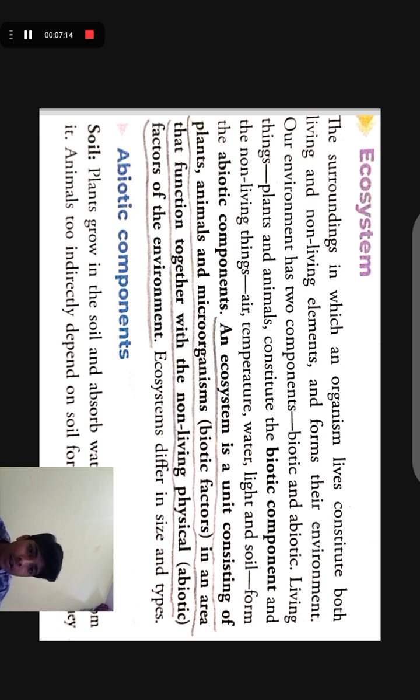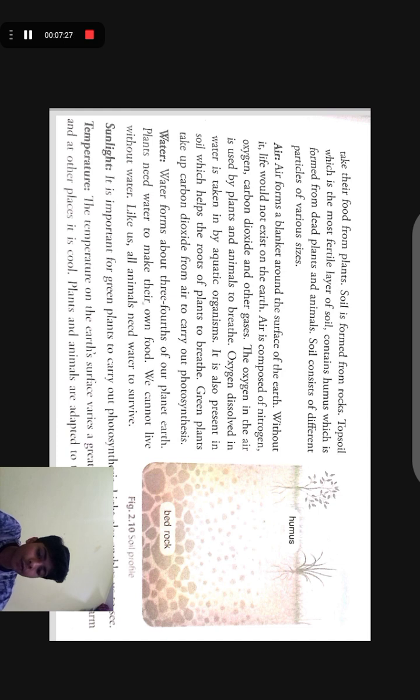Let's come to abiotic components. Soil. Plants grow in the soil and absorb water and minerals from it. Animals too indirectly depend on soil for their survival as they take their food from plants. Soil is formed from rocks. Topsoil, which is the most fertile layer of the soil, contains humus which is formed from dead plants and animals. Soil consists of different particles of various sizes.